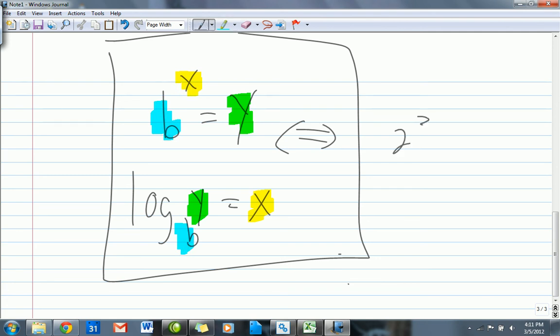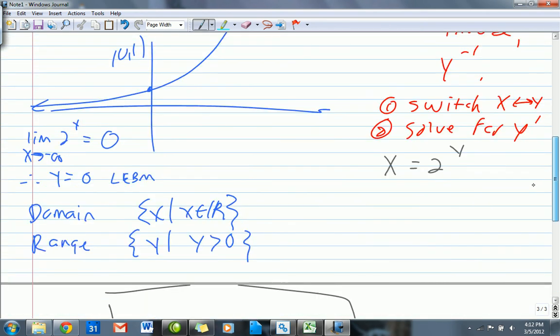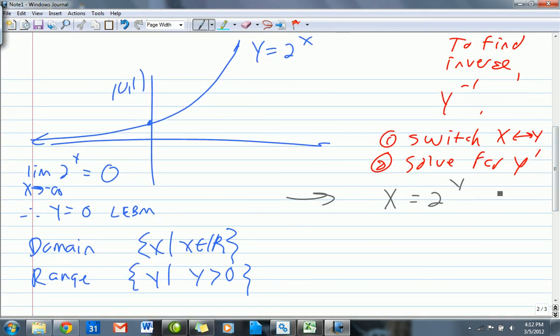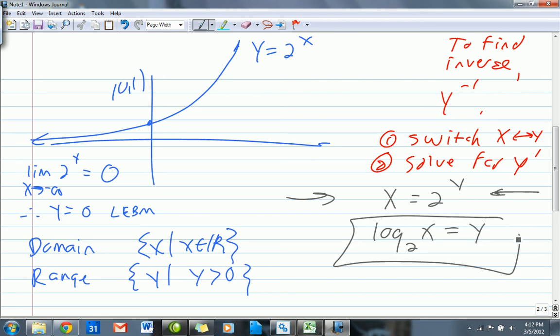So those are equivalent statements. If 2 cubed equals 8, that means log base 2 of 8 equals 3. They're the same thing, and that's one of the things that logarithms get us. So now, using the same concept, I can take this statement, x equals 2 to the y, and just rewrite it using a logarithm. So log base 2 of x equals y. And so these guys are inverses.